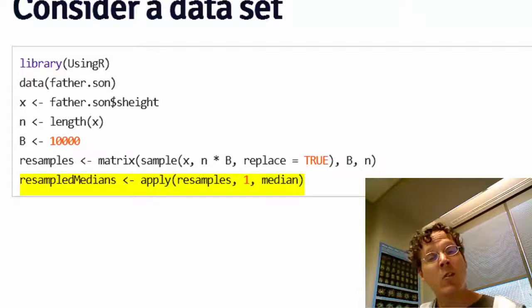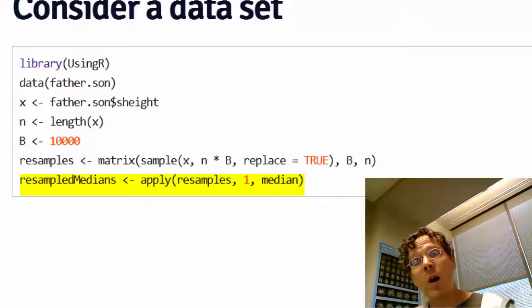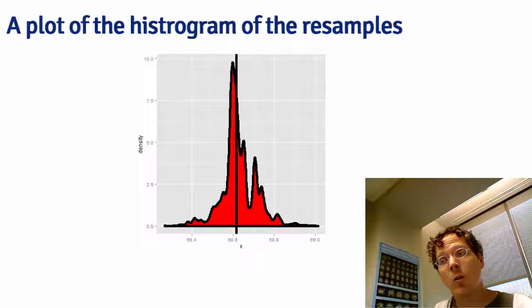And then let's suppose that the statistic I'm interested in is the median. So for each of these resampled data sets, I'm going to apply the median. And that's what this final apply statement does. So here's a density estimate from the resampled medians. I've drawn a vertical line for our observed median.